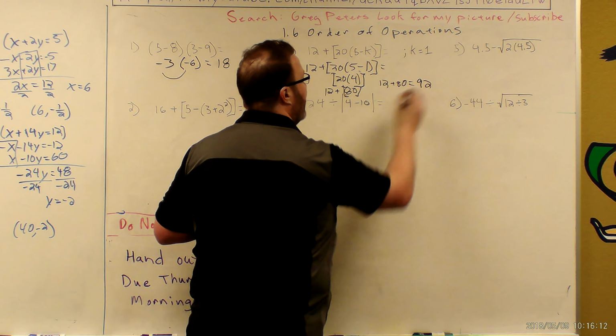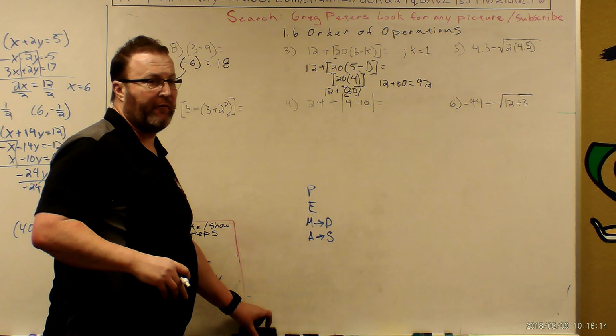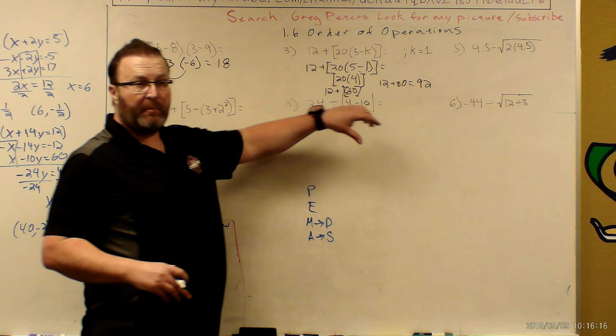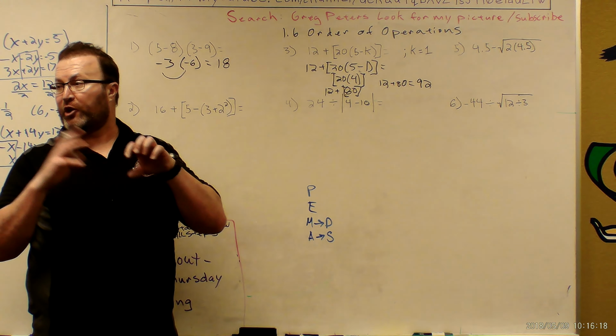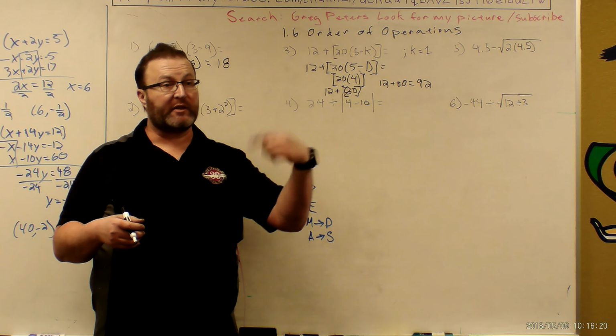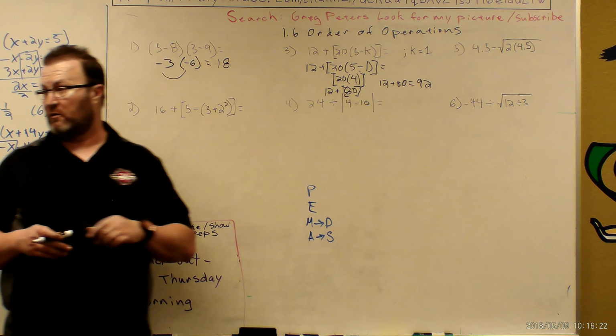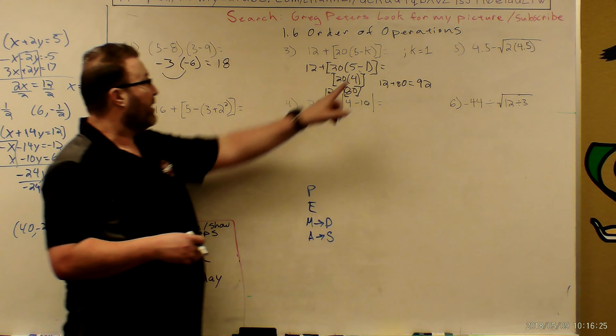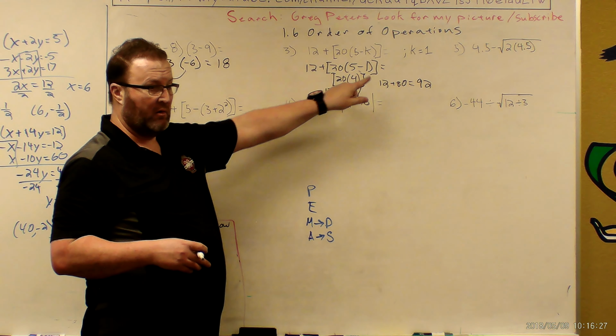92. Good, 92. Okay, let's go through this one slow first. When it comes to PEMDAS, for us to actually do the operation, if there's a variable in there and it's telling us what the variable is, we have to plug it in. We have to substitute it in. So that's why we took the k and put the 1.